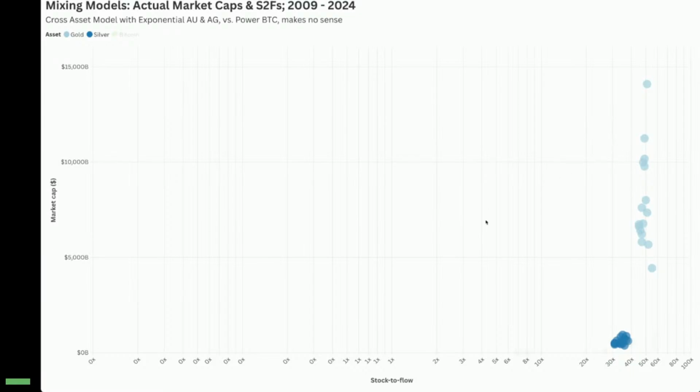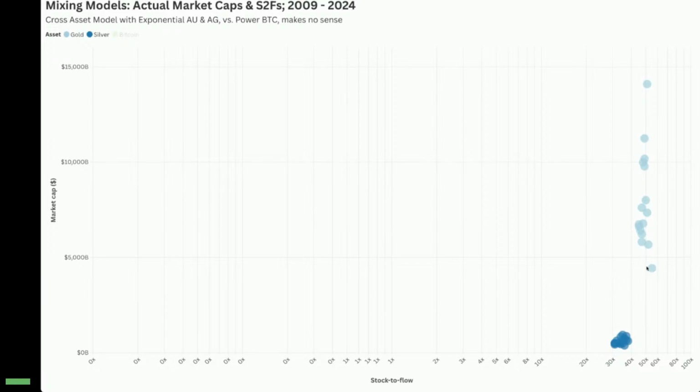Okay, what actually happens on log? And actually, I kept it linear on the y-axis just because it's harder to see otherwise. But what you can see here, all right, this is actual stock to flows and actual changes in value for gold and silver. Let's start with the obvious one. It's gold.